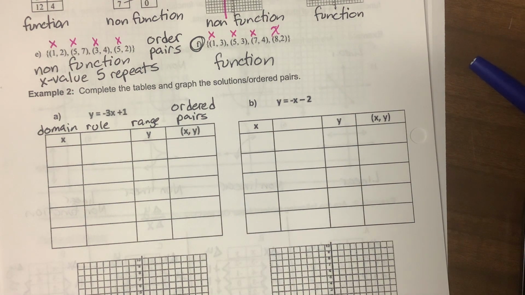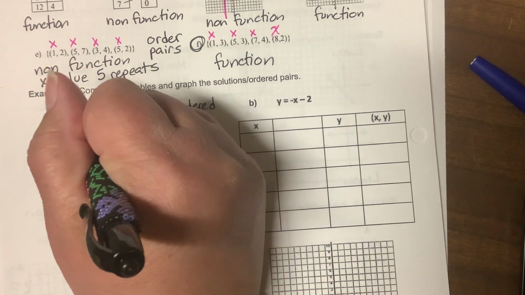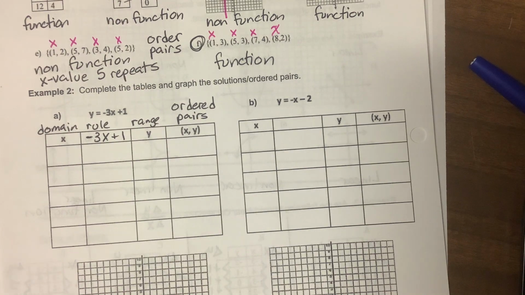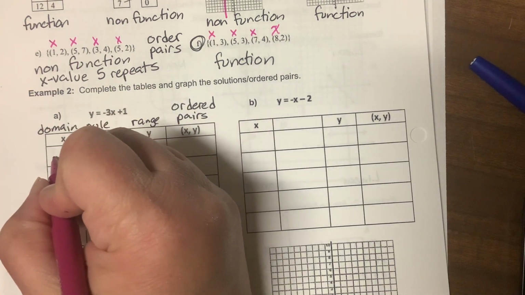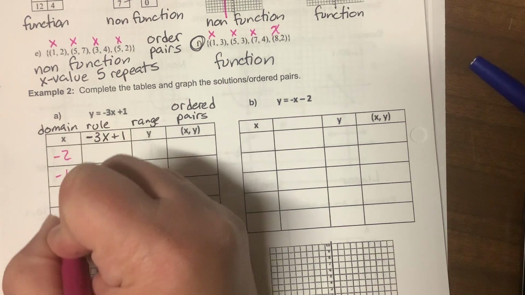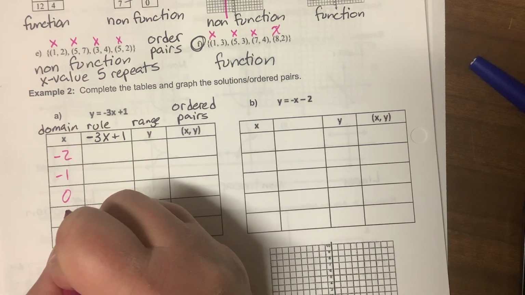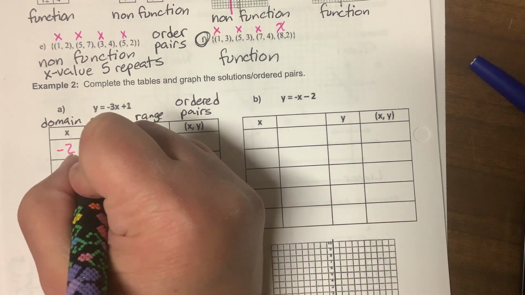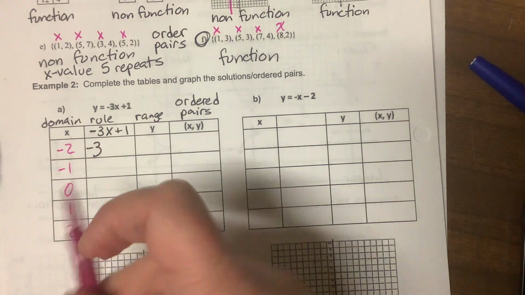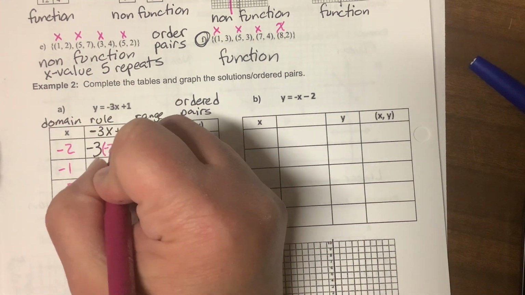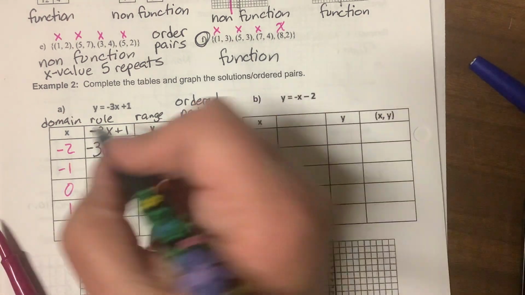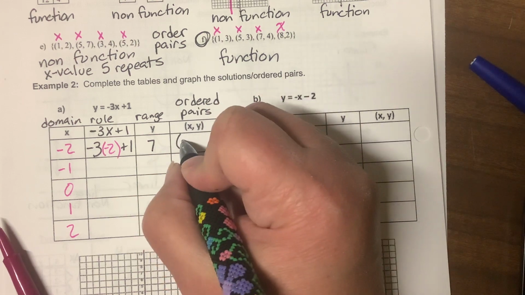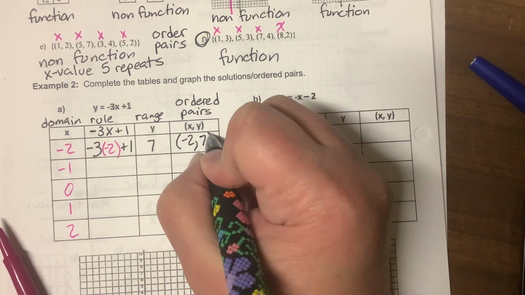So the rule here is -3 times x plus 1. And my domain, as always, is going to have some negatives: -2, -1. I like 0, but it also has some positive: +1, +2. So now I have to multiply -3 times -2, which is +6, plus 1 is 7. So my first point that I have to graph is -2, +7.